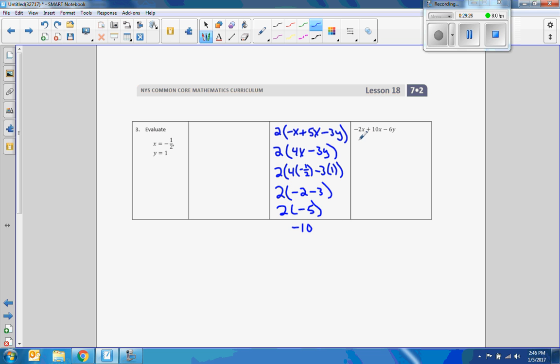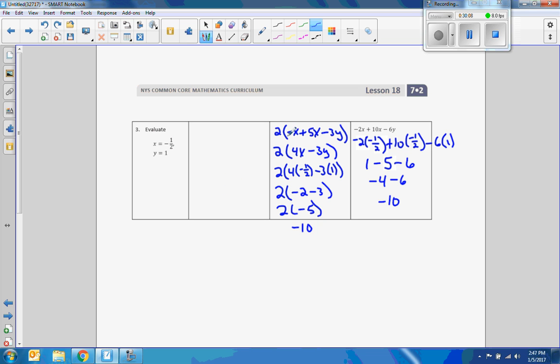Alright, so if I were to do this problem here, I probably should have done this first, but we should get the same answer. And I get negative 1/2. Negative 2 times negative 1/2 plus 10 times negative 1/2 minus 6 times 1. So a negative times a negative is positive. 2 times a half is 1. 10 times a positive times a negative is negative. 10 times a half is 5. And then minus 6 times 1, which is 6. 1 minus 5 is negative 4. Minus 6 is negative 10.